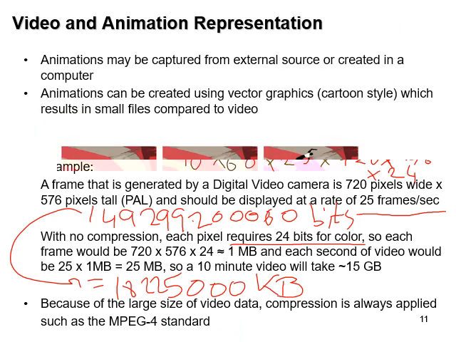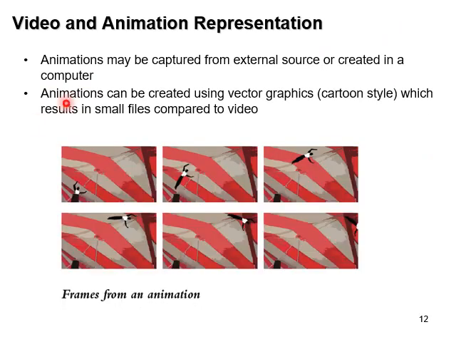Okay. So when it comes to animation, animations may be captured from an external source or created in a computer. Animation can be created using vector graphics, which would be like a cartoon style thing, which results in small files compared to video. So for example, if you look at this, this is like an animation, or frames from an animation, that shows a person who's actually jumping.